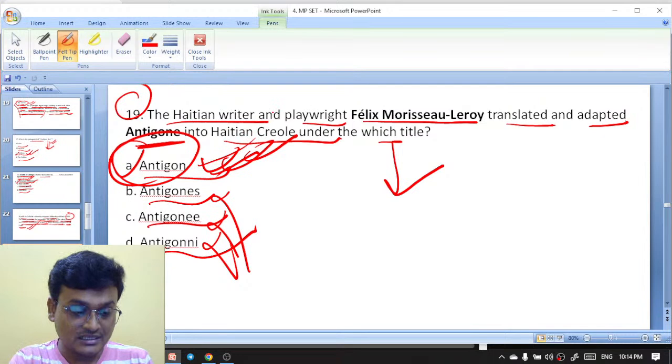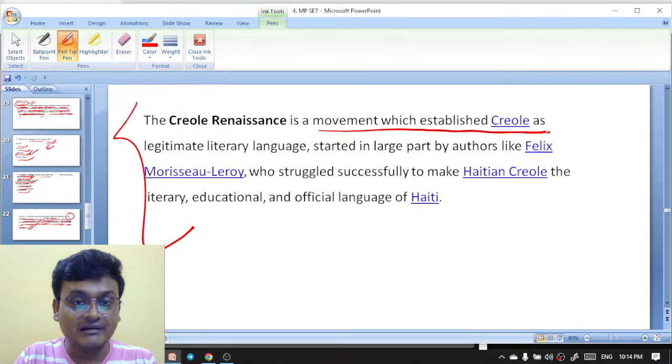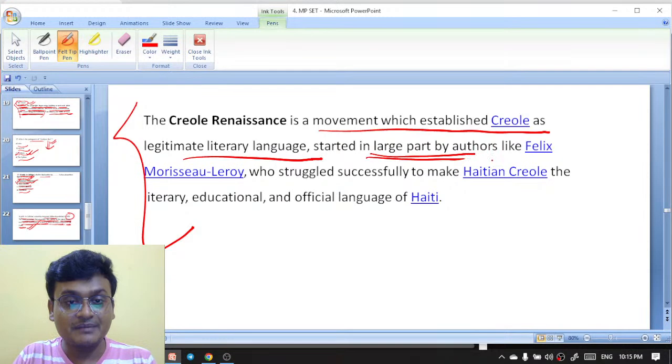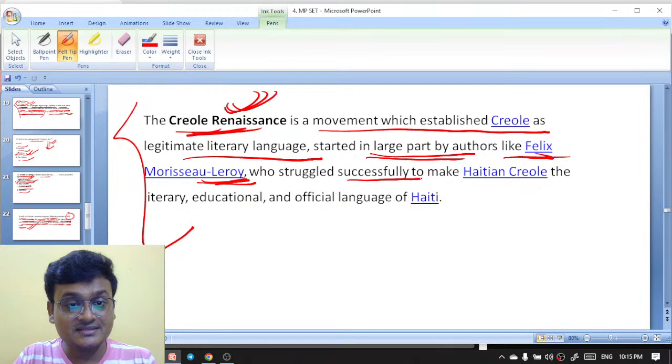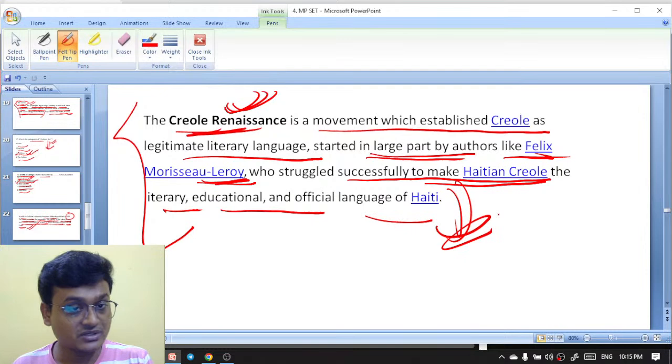Look at the explanation here. The Creole Renaissance is a movement which established Creole as a legitimate literary language, started in large part by authors like Felix Mauricio Leary, who struggled successfully to make Haitian Creole the literary, educational and official language of Haiti. And he has actually written this, Antigone.